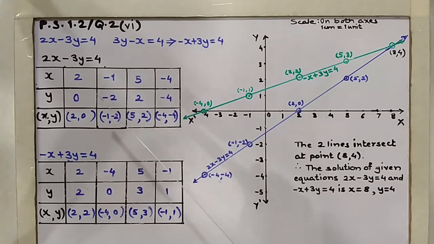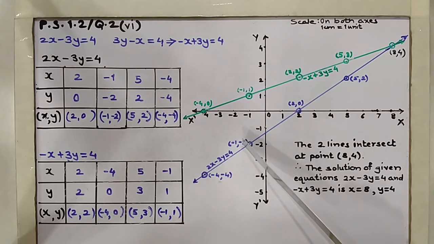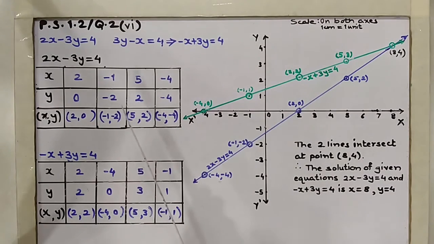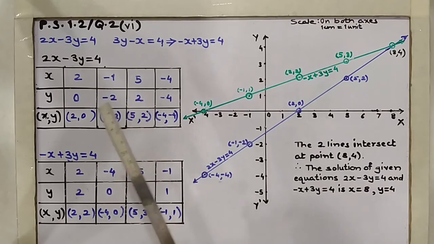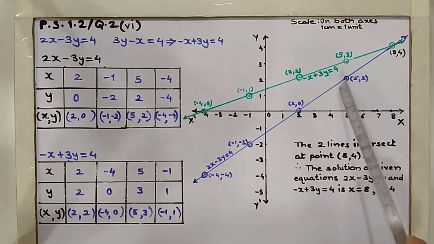Second point is (-1, -2). X coordinate is -1 and y coordinate is -2. Both x and y coordinates are negative, so the point is going to lie in the third quadrant. Third point is (5, 2). X coordinate is 5 and y coordinate is 2. Both the coordinates are positive, so the point will obviously lie in the first quadrant.